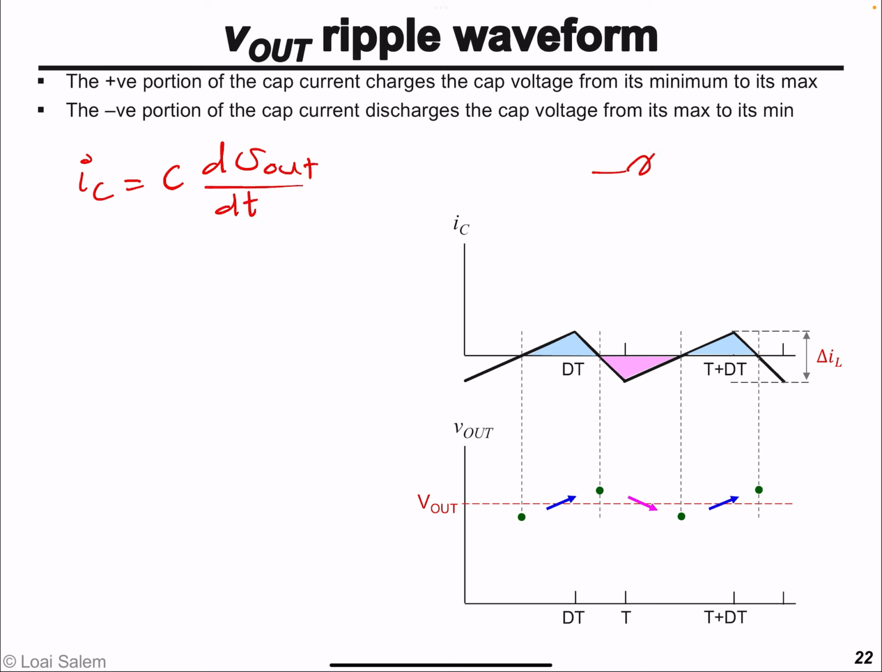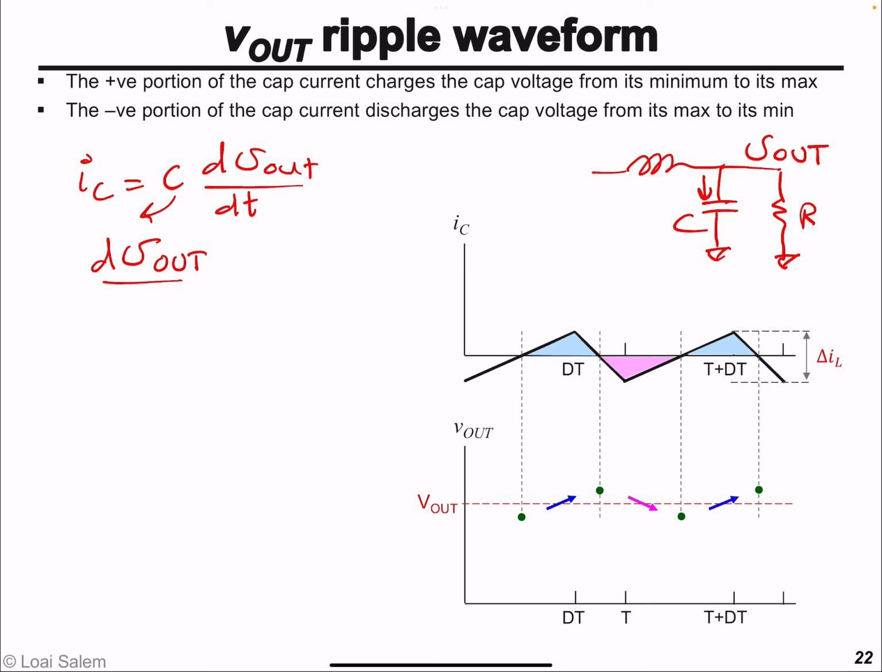Remember the buck converter. I have a capacitor, then the load resistor R, and the voltage across the capacitor is basically the output voltage. So the current in the capacitor is C times dV out by dt. Now, if we bring C to the other side, we'll find that the first derivative of the voltage across the capacitor is equal to the capacitor current divided by C. And so the slope of the capacitor voltage is basically determined by the current flowing into it divided by C, where C is just a constant number.